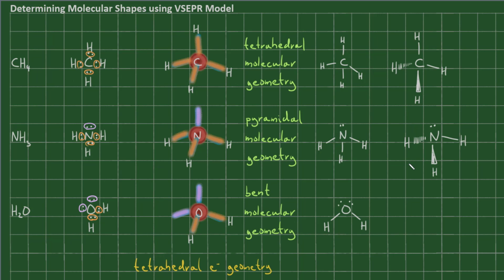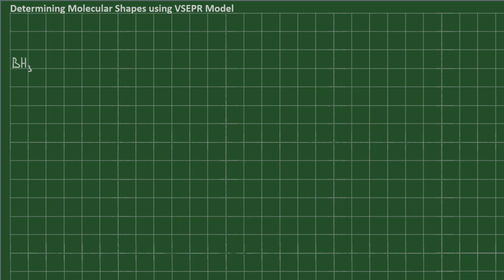Alright, let me look at one more molecule, and then you can have a well-deserved cookie. I'm going to get rid of all of this and bring in boron trihydride. Let me draw the Lewis structure for this molecule. I have the boron atom in the middle, and the boron has 3 valence electrons. There are 3 hydrogens, and each hydrogen is bringing its own valence electron.